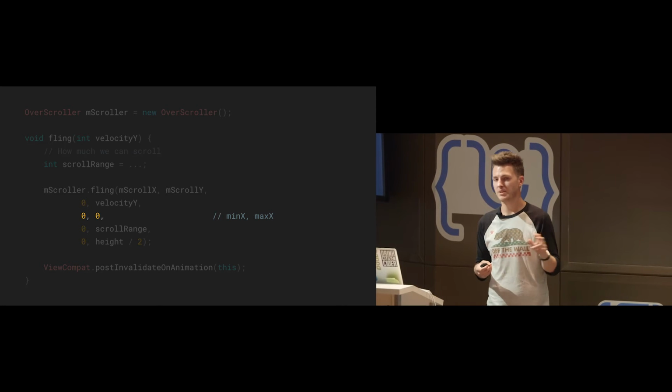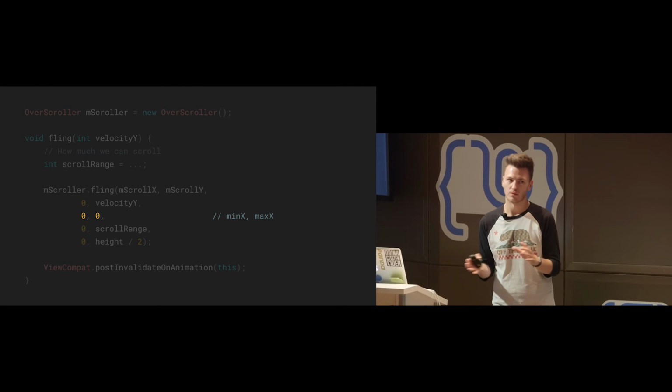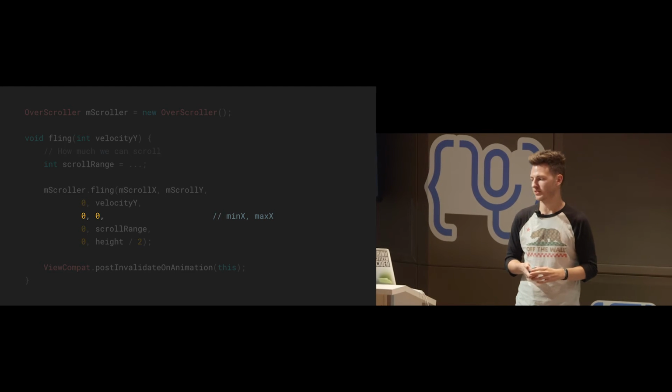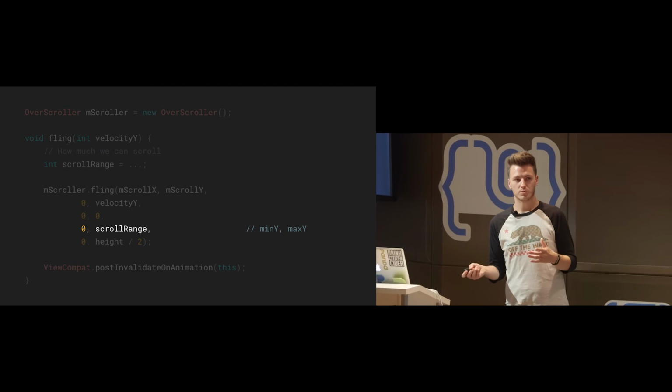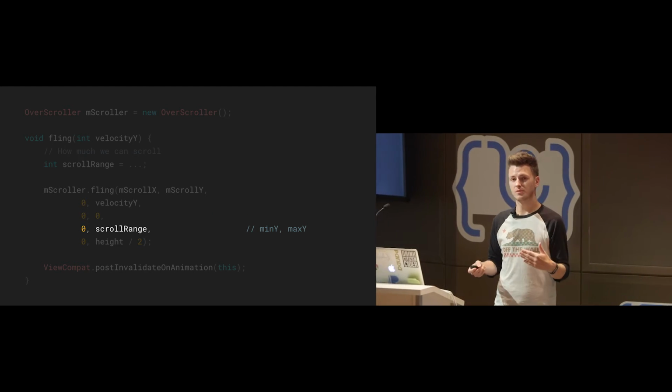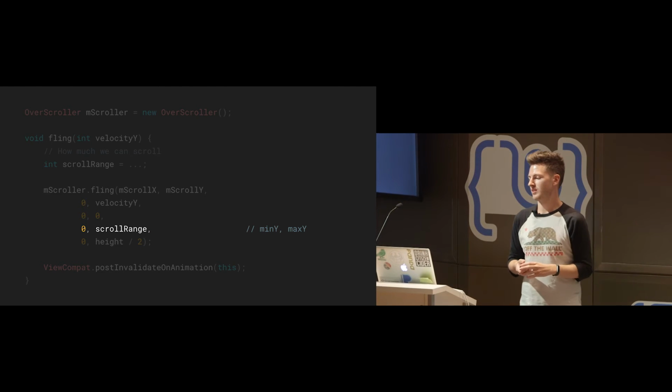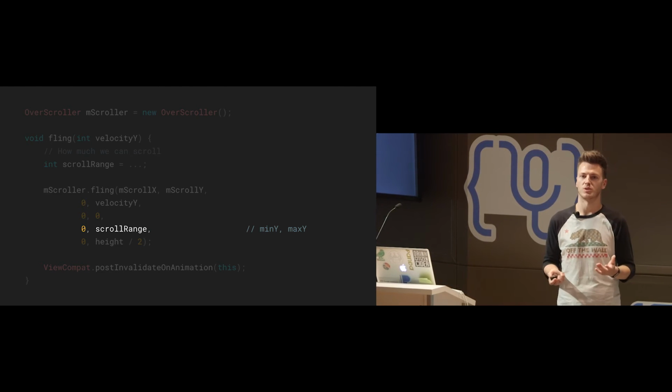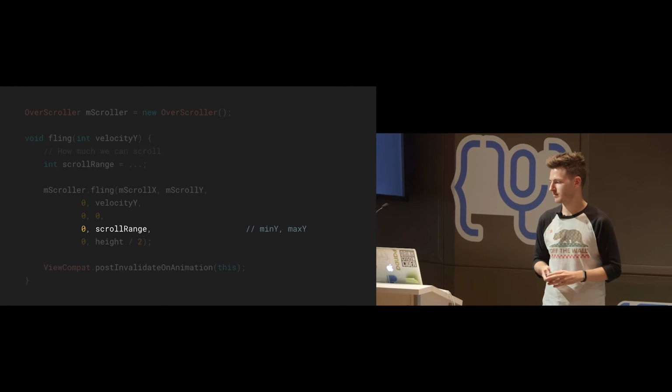And then we have the third set of parameters. And they are min x and max x. Again, we don't scroll horizontally, so 0, 0. Then we have min y, max y. Again, we can't scroll past 0. And max y is just the max we can scroll, so in this case, it's scroll range.